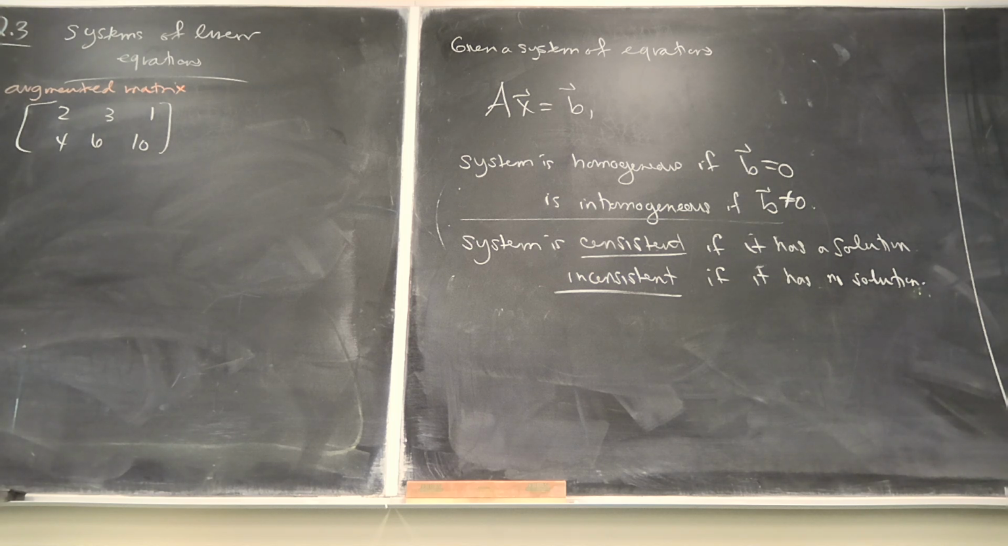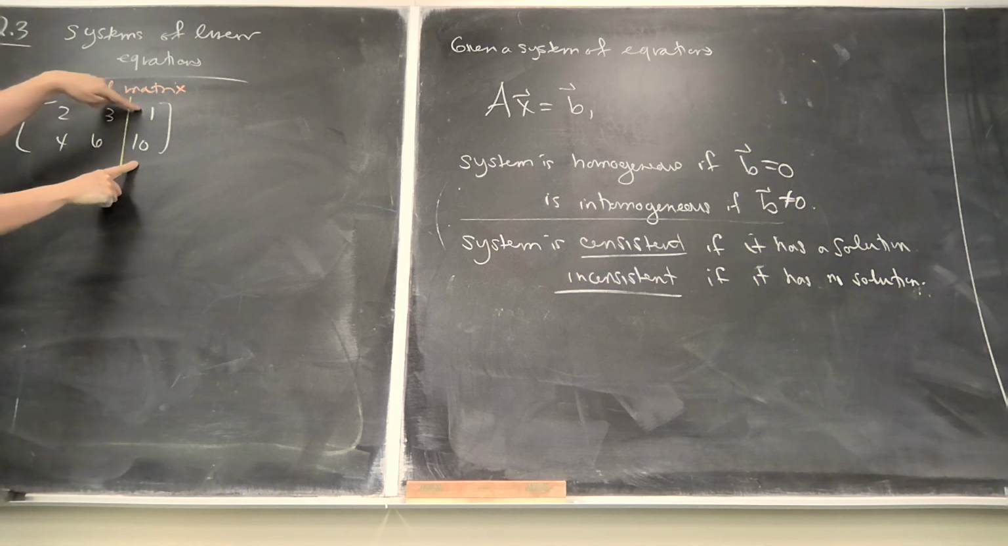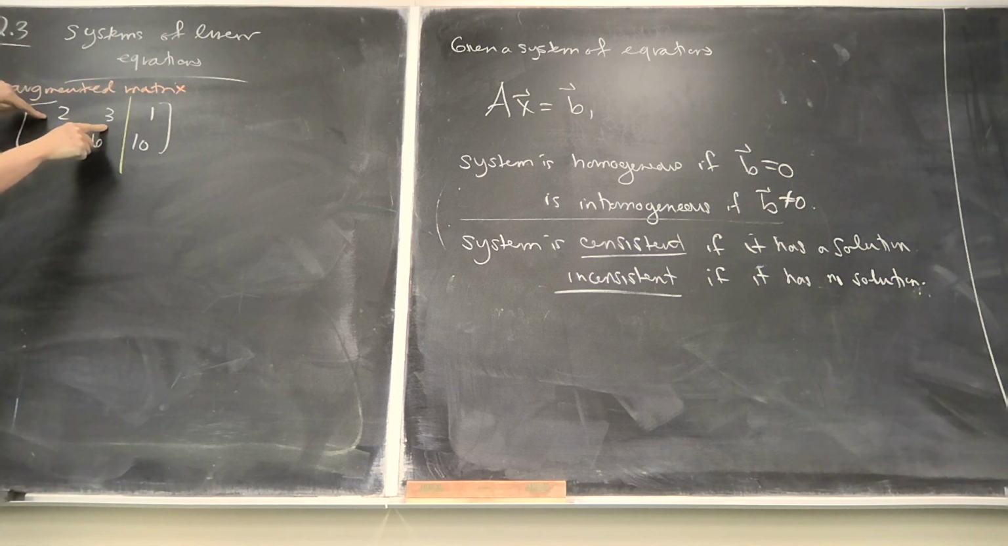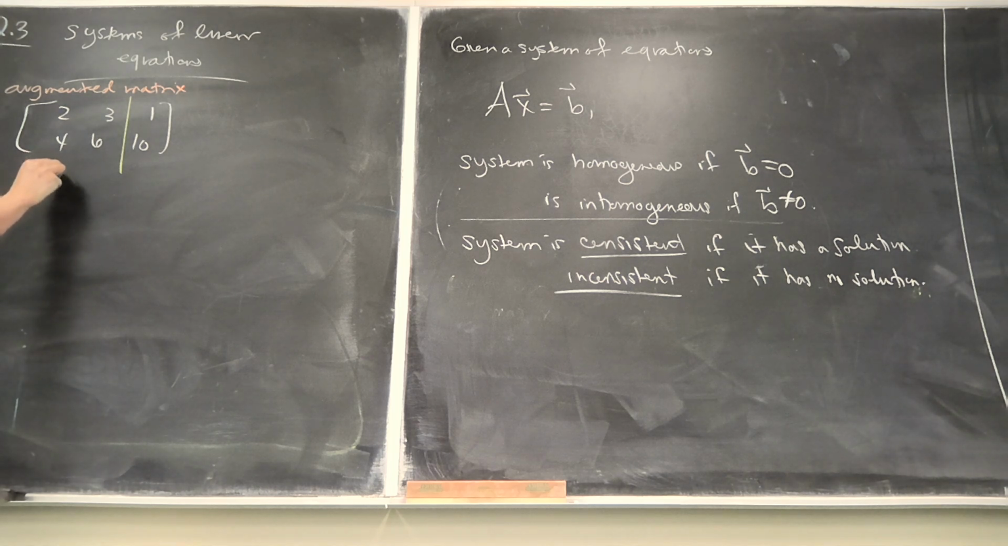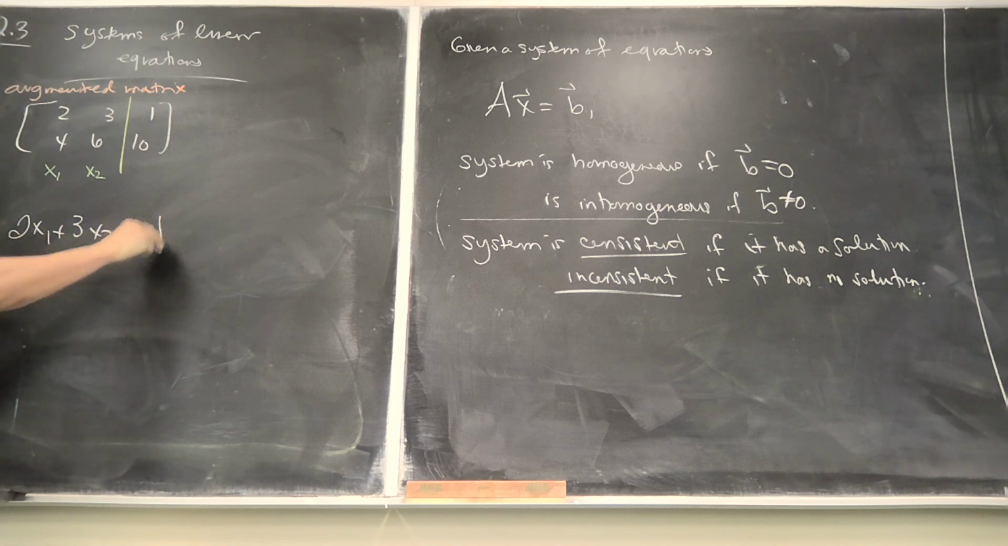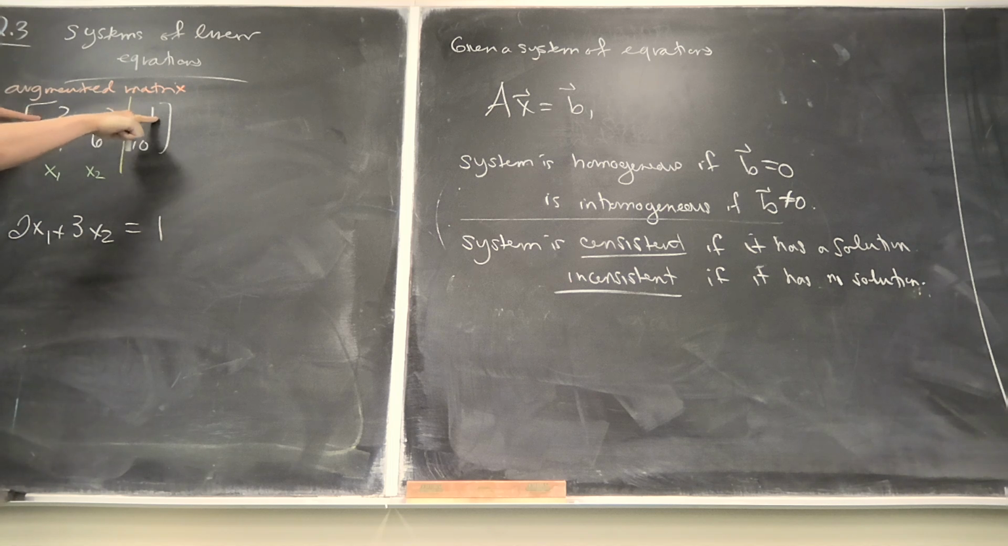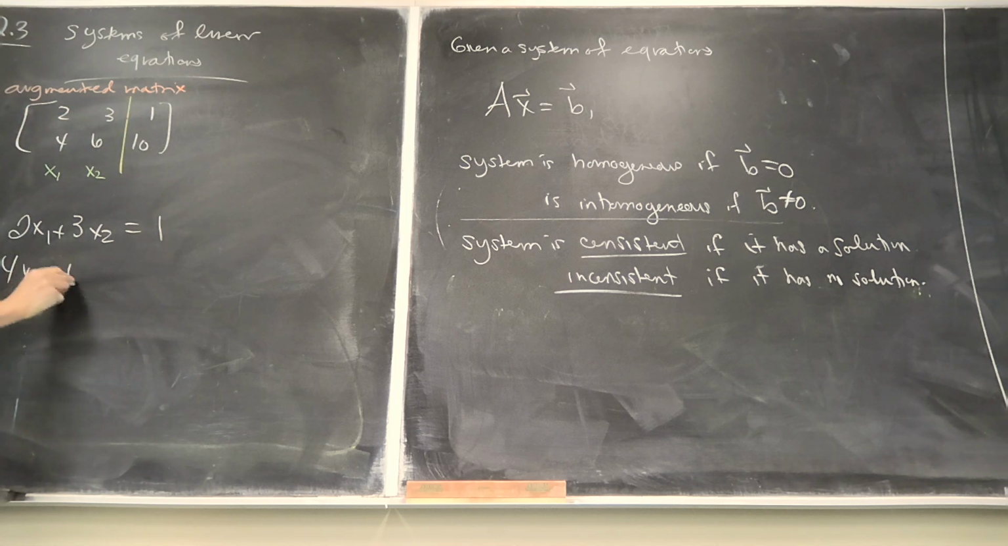Now, if I translate that back into a system of equations, since it's an augmented matrix, I know that these are the right-hand sides of the equations, and these are the coefficients. The columns correspond to different variables. I can call them x and y, or x1 and x2. It doesn't really matter. I'm going to name this the x1 column and the x2 column this time. The system it would represent would be 2x1 plus 3x2 is equal to 1, and 4x1 plus 6x2 is equal to 10.